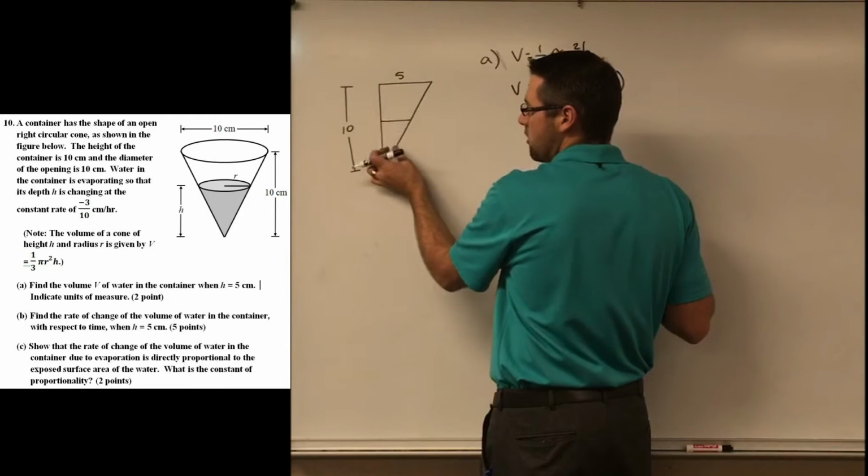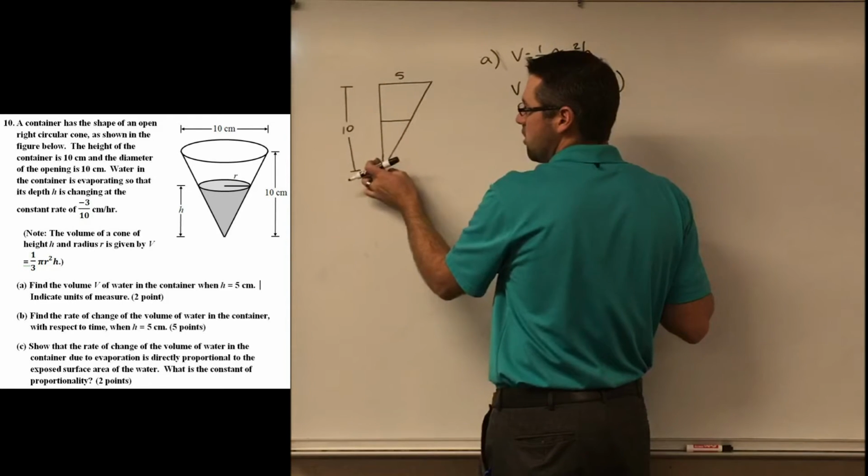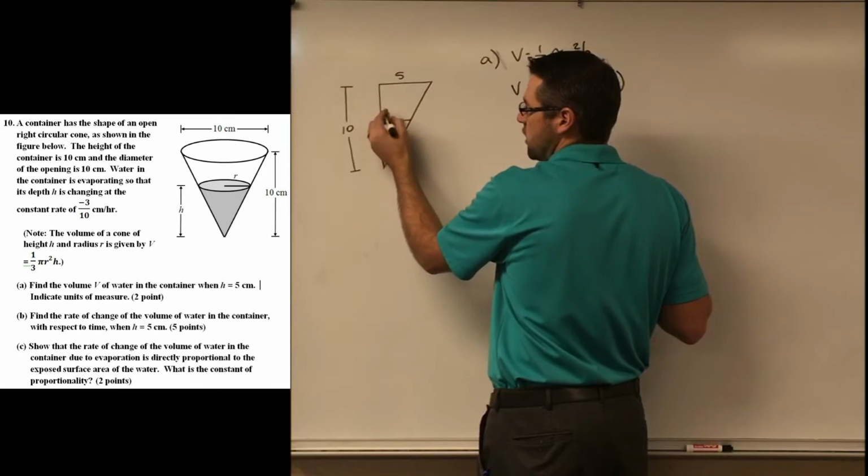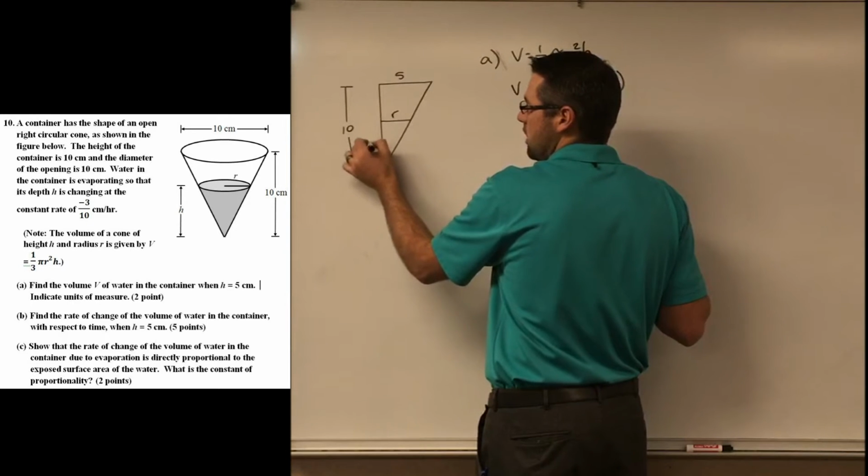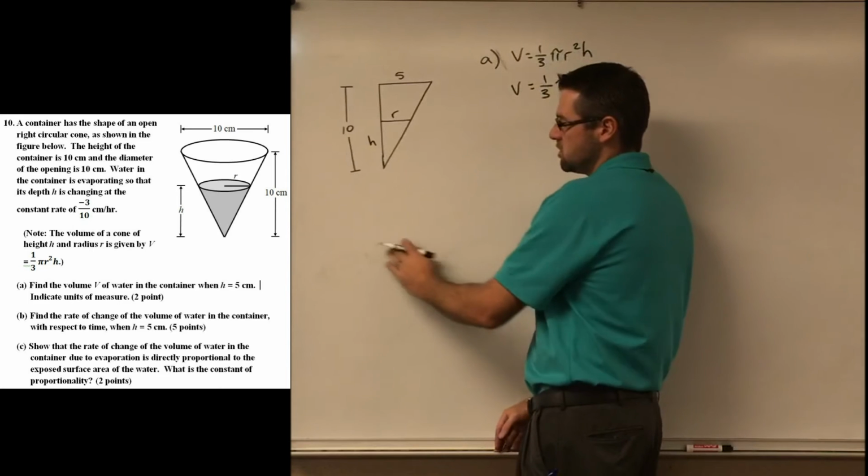But this is our water level. And so this level is changing over time, and therefore the radius is changing over time. So I'm going to call this R and this H. So what's the relationship between those?